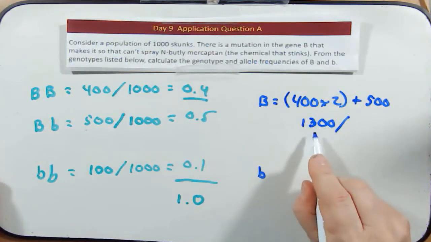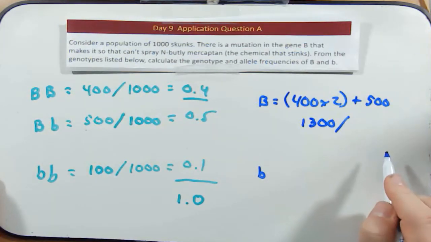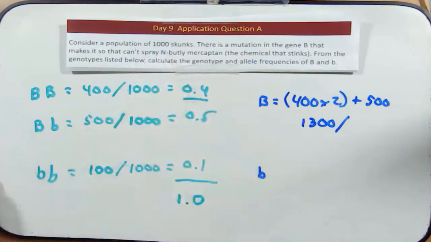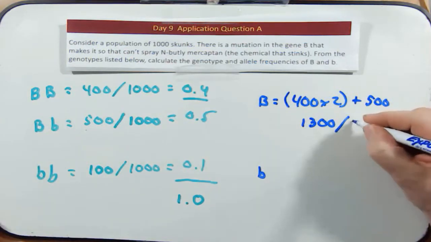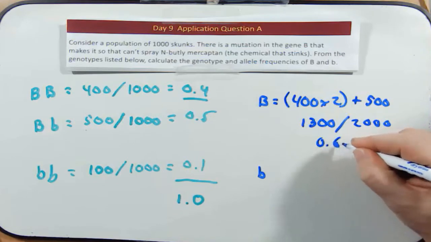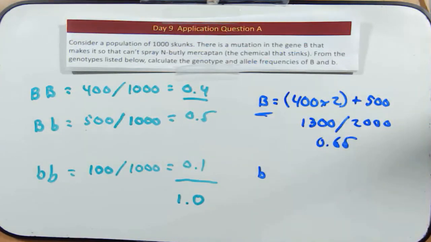Now to get the frequency, we need to divide 1,300, and remember that's the total number of big B alleles in this population, by the total alleles in this population. There are 1,000 skunks in the population, as the problem tells us. Each of those skunks has two alleles, either big B or little b. So if there are 1,000 skunks, each with two alleles, we have a total of 2,000 alleles. We take 1,300 and we divide it by 2,000 and we get 0.65. This is the frequency of big B alleles in this population.